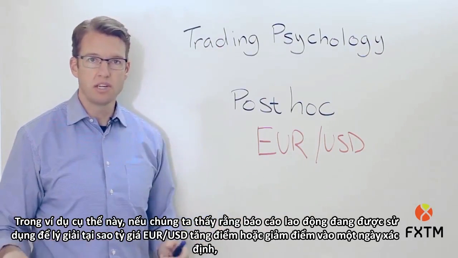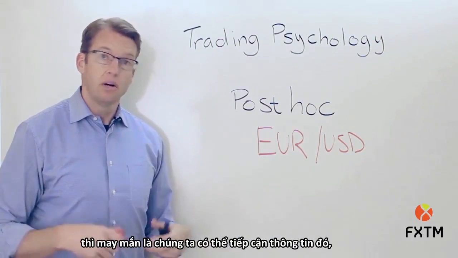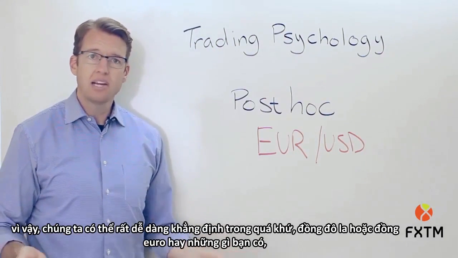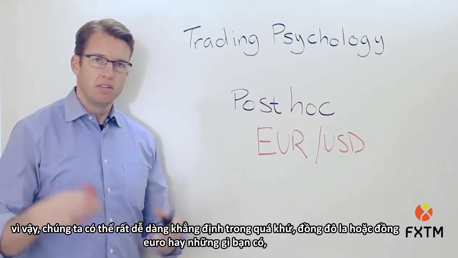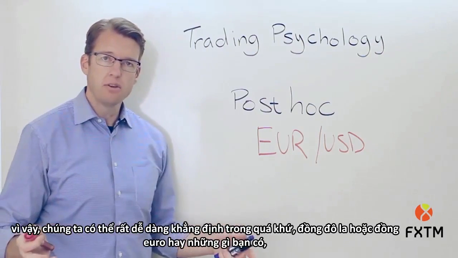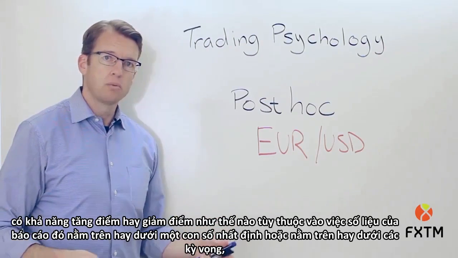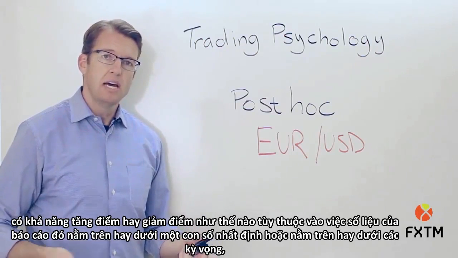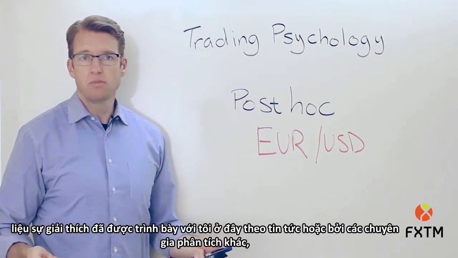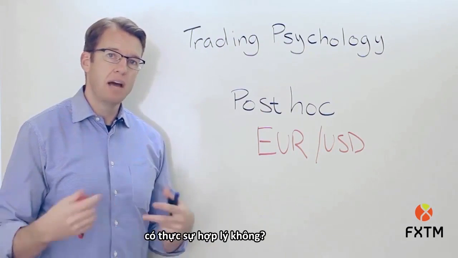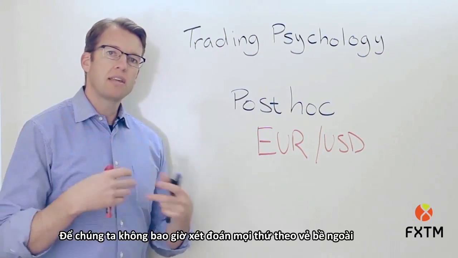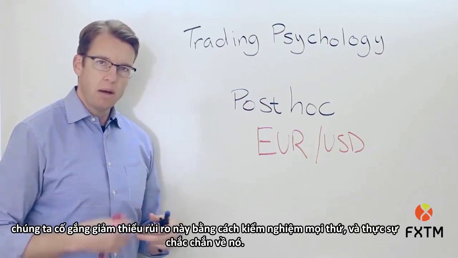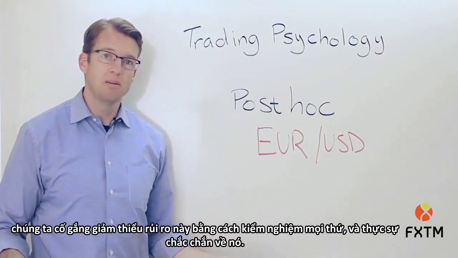So in this specific example, if we see that the labor report is being used to explain why the euro to the US dollar went up or down on a given day, well, fortunately, we have access to that information. So we can very easily say, well, in the past, how likely was it that the dollar or the euro or what have you has gone up or down depending on whether that report was above or below a certain number or above or below expectations? Does the explanation that's been presented to me here in the news or by other analysts actually make sense? So we never take things on face value, and certainly not the headlines, but instead we try to alleviate this risk by putting things to the test and being really consistent about it.